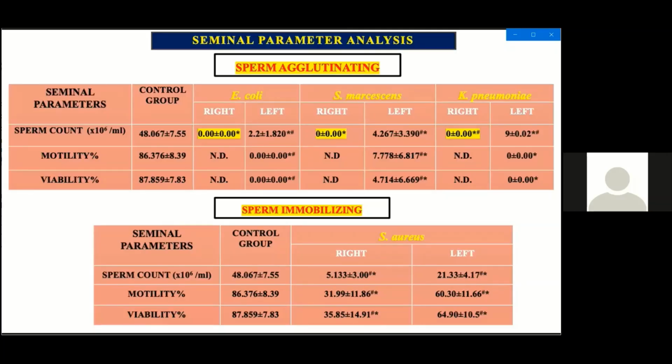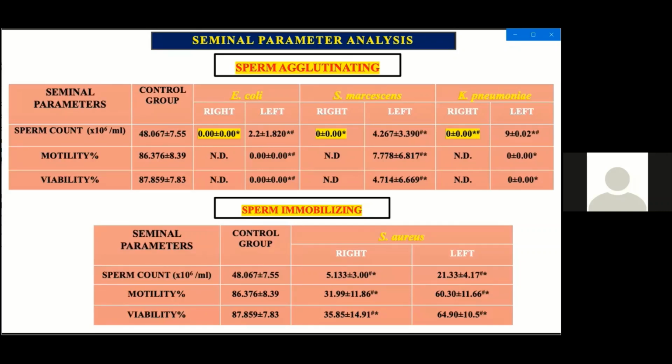As far as the seminal parameter analysis is concerned, we could find from the results that in case of sperm-agglutinating microorganisms, maybe E. coli, maybe Serratia marcescens, maybe Klebsiella pneumoniae, all the three microorganisms could lead to complete azoospermia on the right hand side, as there was zero sperm count as compared to the control group where we could find 48 million sperms present. As far as the left hand side is concerned, there was a count of spermatozoa, but it was significantly less as compared to the control group.